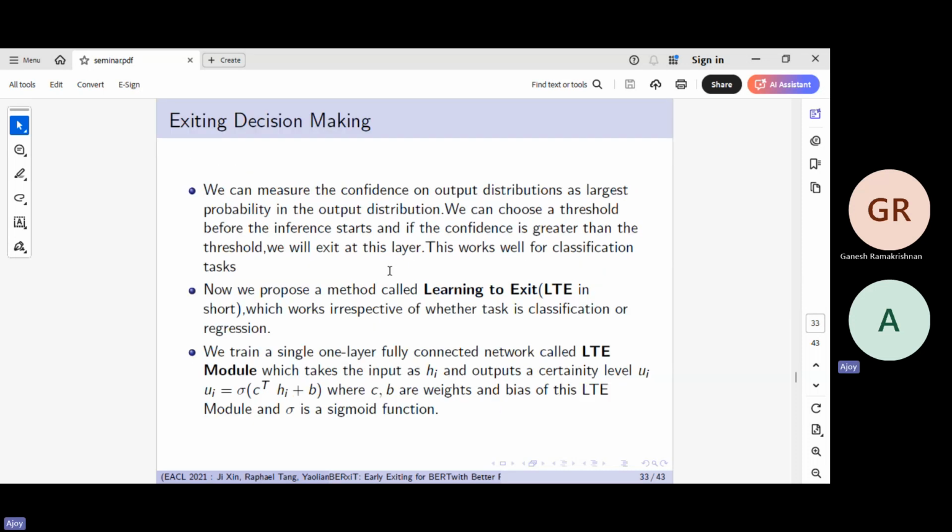So first we define a confidence level at each layer i. To measure the confidence level, the method present in the BranchyNet paper or other papers is just calculating the entropy of the output distribution. In this paper, they proposed that instead of using a predefined function like entropy, we train the function we use for measuring the confidence level. We just use a single fully connected network called the LTE module, initialize its parameters, and train these parameters along with the classifier model.